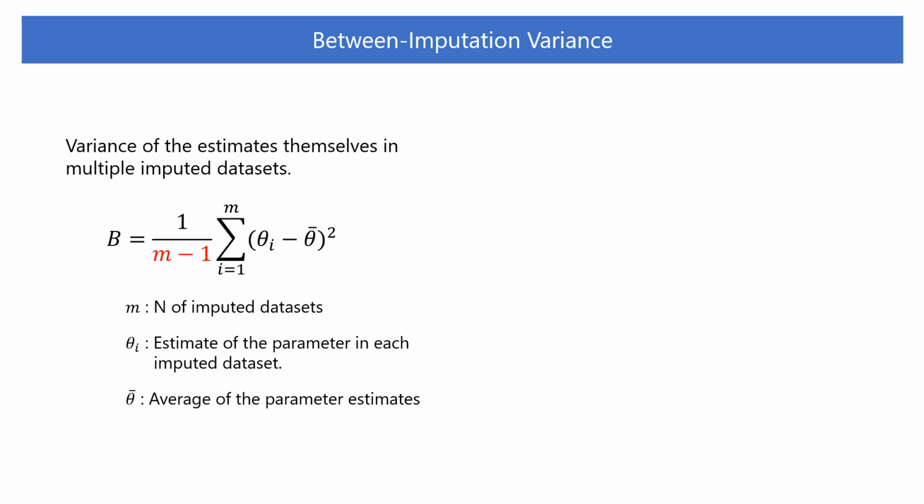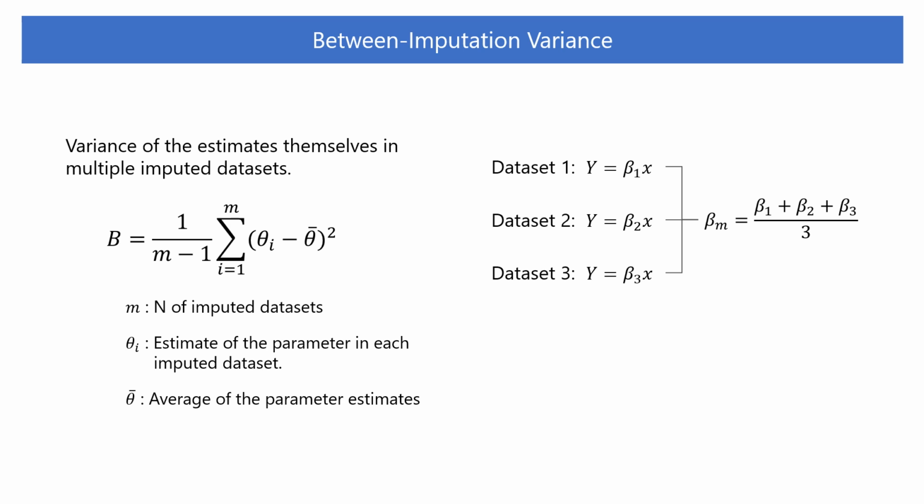The denominator is m minus 1 because we are calculating the unbiased variance here. When calculating variance, if the number of data points is used as the denominator as it is, there is a risk of downward estimation bias, where the value tends to be smaller than the population variance. Therefore, here, we calculate the unbiased variance by dividing by the value obtained by subtracting 1 from the number of datasets.